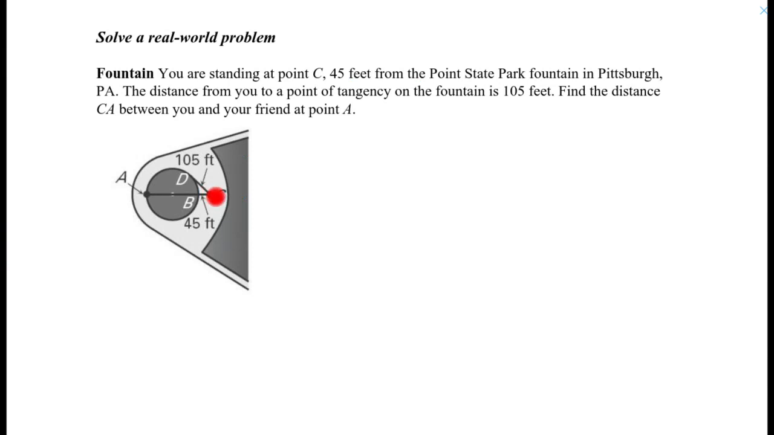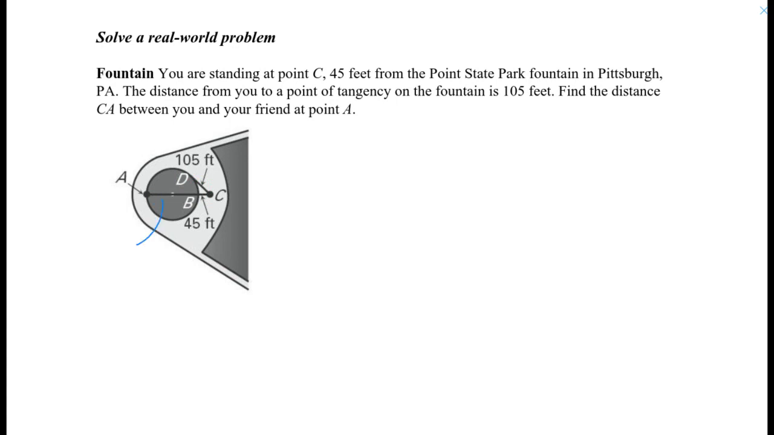So you're standing right here, 45 feet away from the fountain. You know that the length between you and a point of tangency over here is going to be 105 feet. And you're trying to find out the distance from you to your friend who's on the opposite side of the fountain. So with this, if you notice, we do have a secant segment and a tangent segment. So we're going to go ahead and use that theorem that we just learned about.